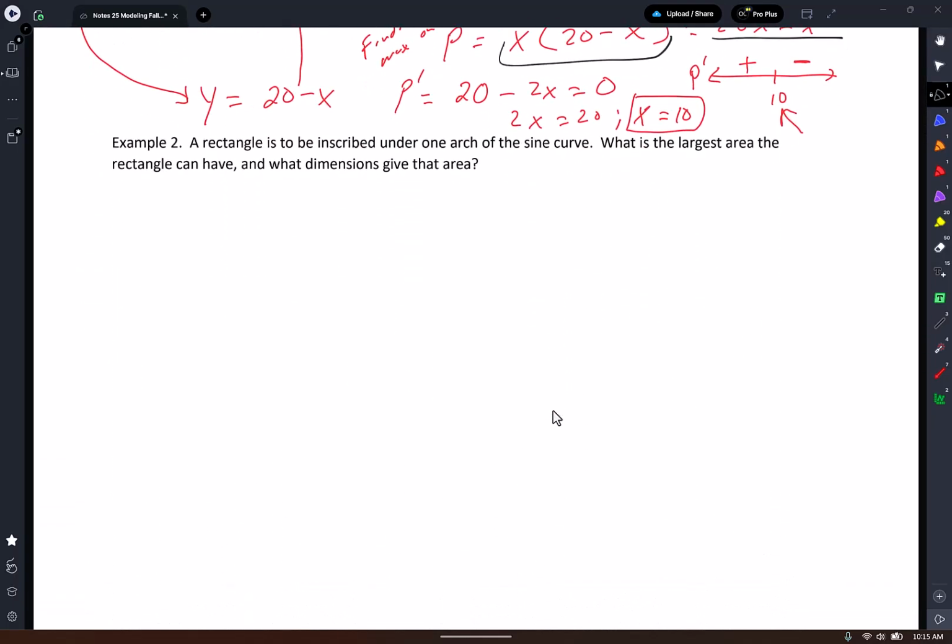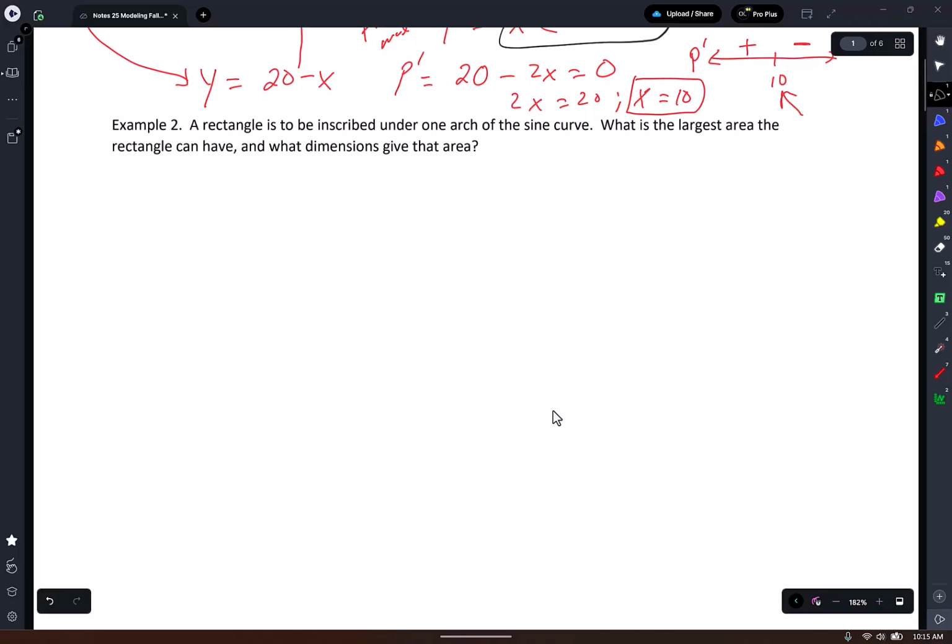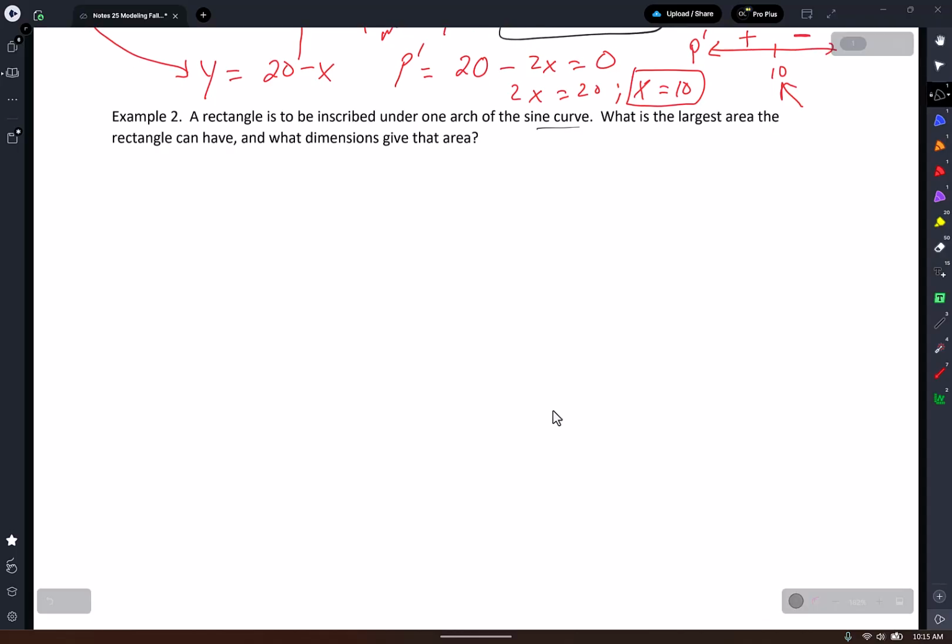This one's very common. I have seen an easier version of it on the AP exam. Remember, the hardest questions are here. A rectangle is inscribed under an arc of the sine curve. What is the largest area the rectangle can have, and what dimensions give you that area? What makes this question hard is creating a model. I've seen this question on the AP exam, but it's easier because they usually give you the model. So let's do this real quick.